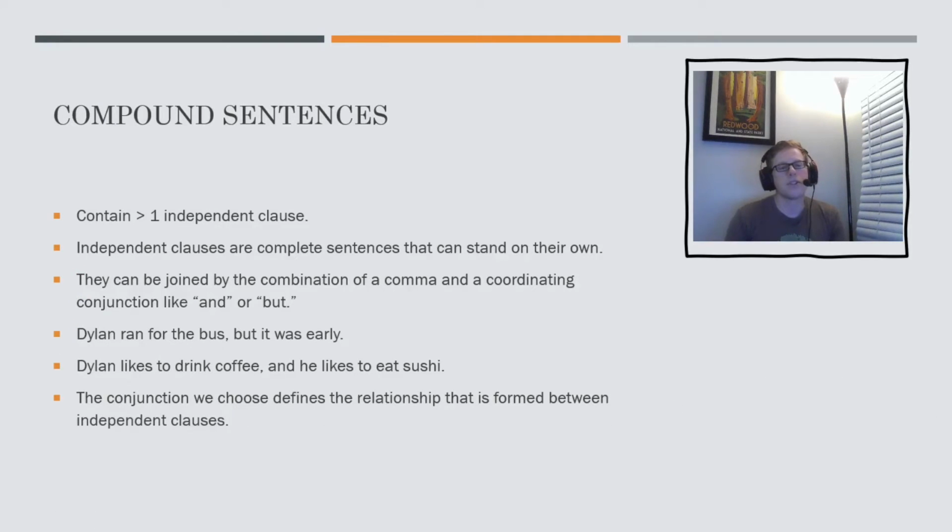The next type of sentence to look at are compound sentences. Compound sentences are sentences that contain more than one independent clause. An independent clause is a complete sentence that can stand on its own and usually includes a subject, a verb, and usually an object. They can be joined with a comma and coordinating conjunction, in which case the idea formed in the sentence is really the relationship between the clauses defined by the coordinating conjunction. They can also be joined with a semicolon.